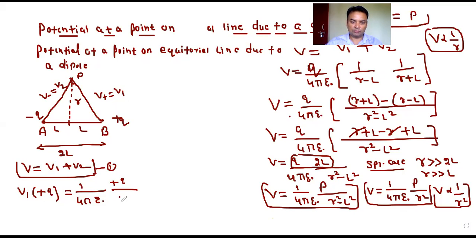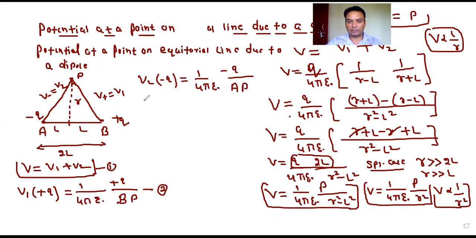So it is, you take it PB or BP. So call this equation number 2. Now I'll find V2 due to negative charge, and it is equal to 1 upon 4 pi epsilon naught minus Q upon AP. So V2 is equal to minus 1 upon 4 pi epsilon naught Q upon AP, and call this equation 3.